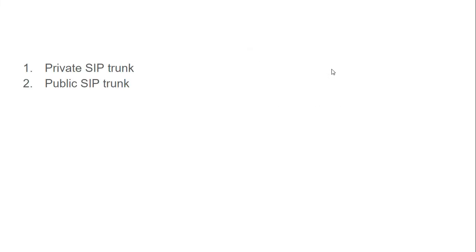So let's first understand what are the various types of SIP trunking and why we need SIP trunking. A SIP trunk is basically a trunk from the provider. If you want to use your desk phone or soft phones to call a mobile number, you need a SIP trunk from the provider. This SIP trunk is connected to your SBC. There are two types possible: one is private SIP trunk, another is public SIP trunk.